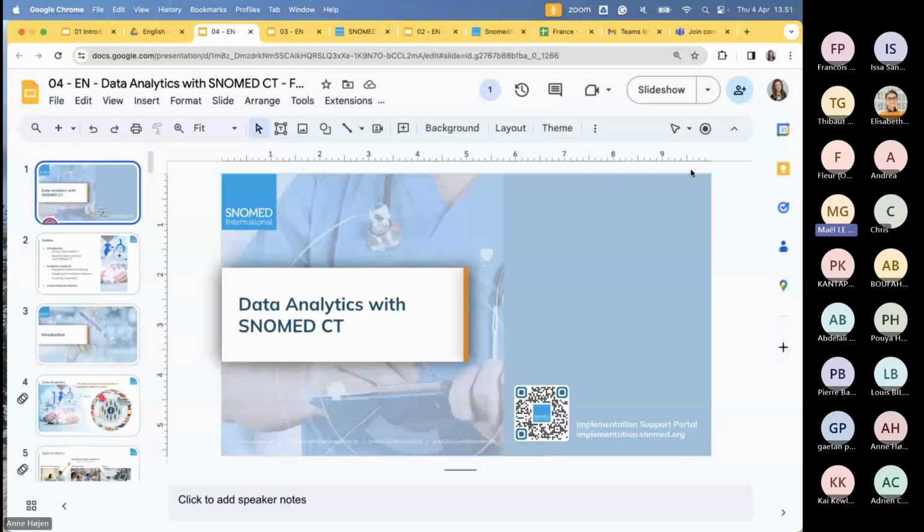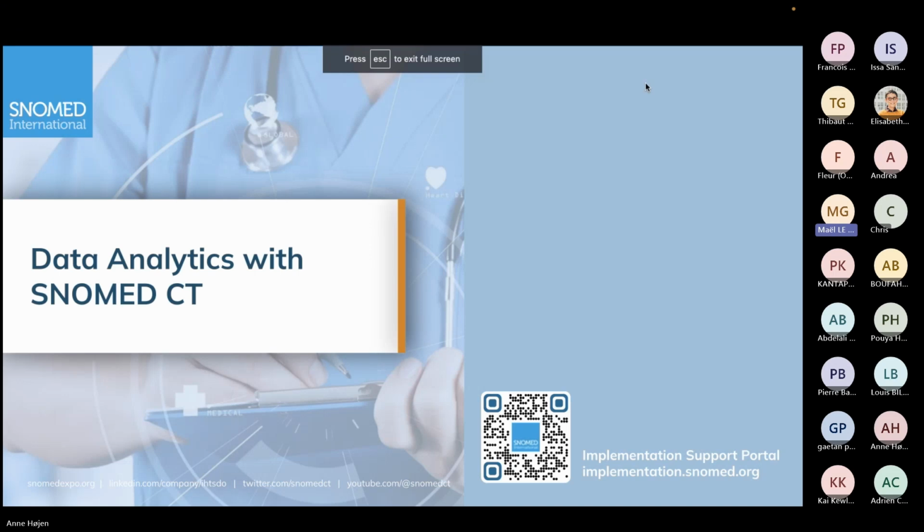Okay, I'll do the first part here, and then I'll hand over to Kai afterwards to give us a demonstration. So this session is on data analytics with SNOMED.